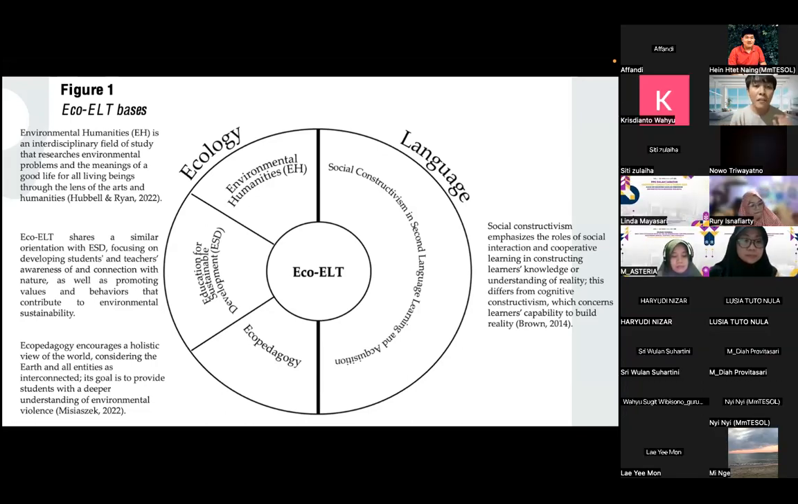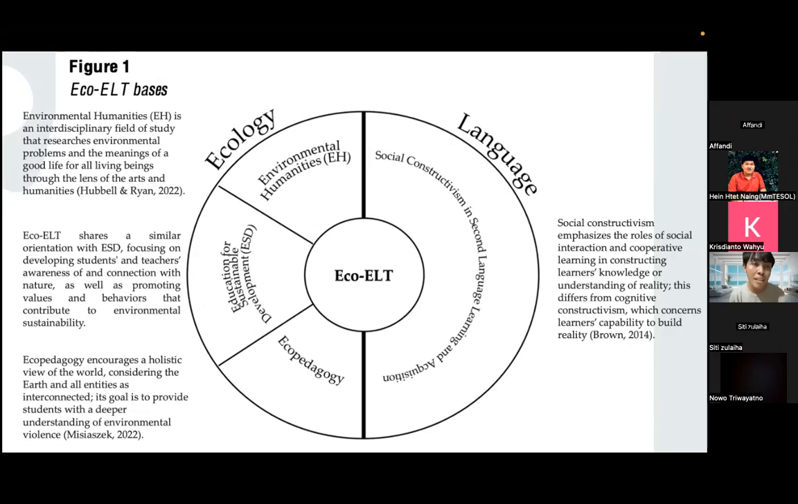And the second part is ecology, or environmental education. There are three bases in this case for the Eco-ELT movement. The first one is environmental humanities, or EH. Environmental humanities is a current interdisciplinary field of study that researches environmental problems and the meanings of a good life for all beings through the lens of arts and humanities. Meaning that it addresses environmental problems using the coordinated actions of all fields. Like addressing climate change, we do not only rely on education, but also on anthropology, linguistics, and other fields such as religions. So addressing one problem using coordinated fields of study.